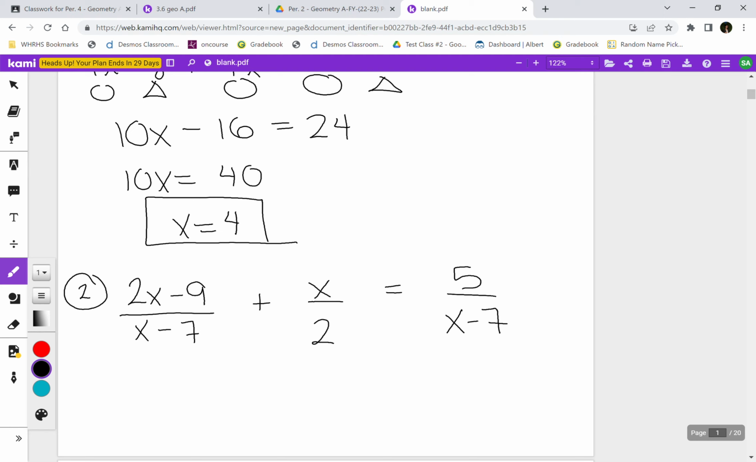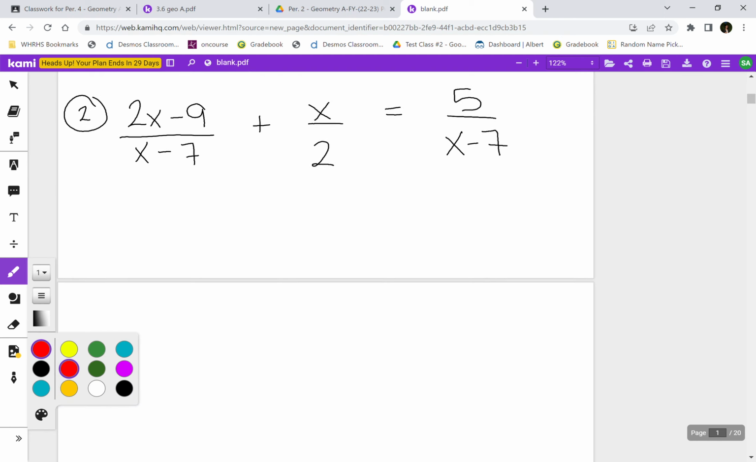In our denominators, if there were denominators we could factor, we should factor first. Are there any denominators that we can factor? No. So what would be our common denominator? Wouldn't it be 2 times the quantity of x minus 7? So everything gets multiplied by that would-be common denominator.